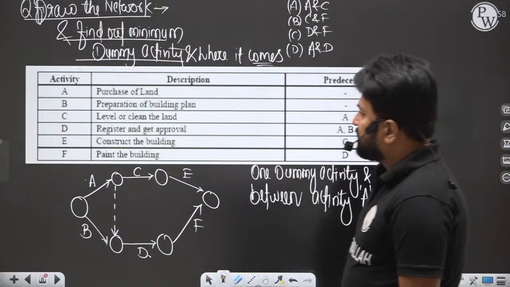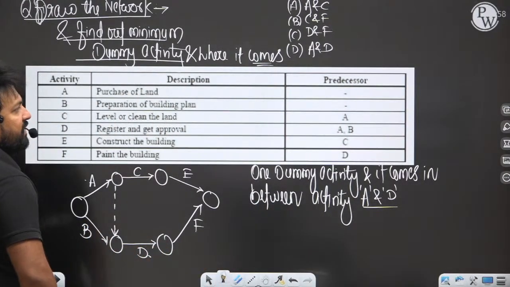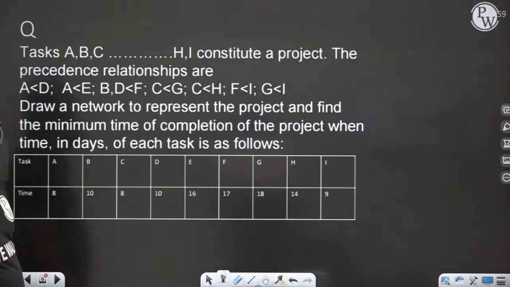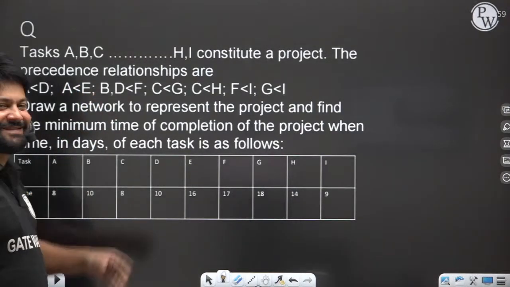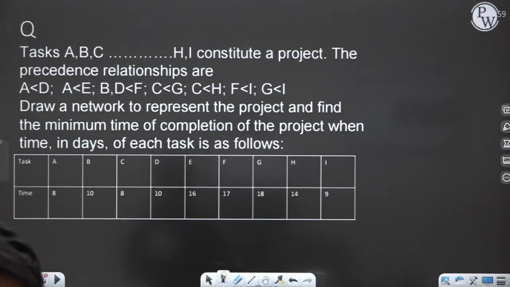Okay now, I hope you enjoyed this question. This is a very good question. Please try and enjoy this question. I am giving you a full screen so that you can see each and every activity, my dear.